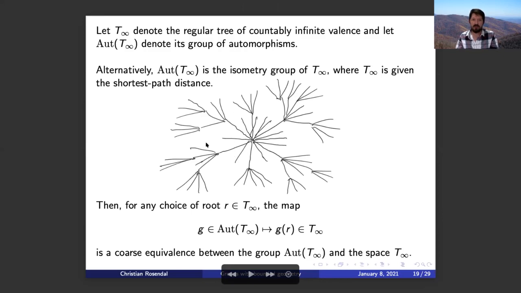And it's clear that the tree itself is a metric space by just looking at the shortest path distances. And in fact, the group itself, the automorphism group of the tree, is coarsely equivalent with this tree via the evaluation map, again, where you just fix some root in the tree and then you evaluate the automorphisms on this.